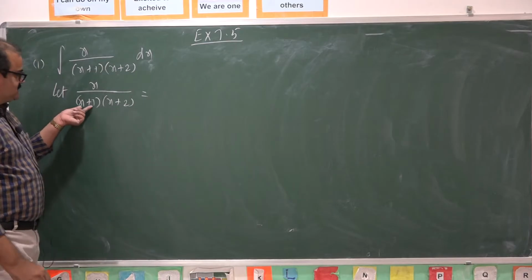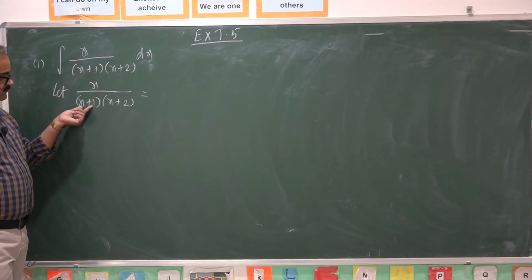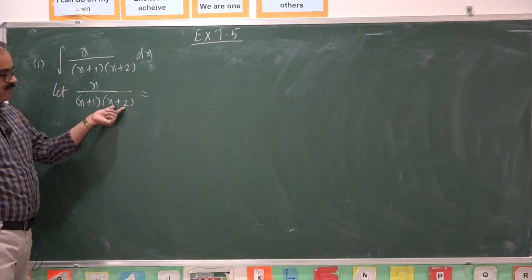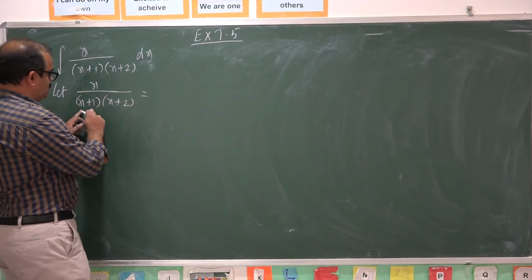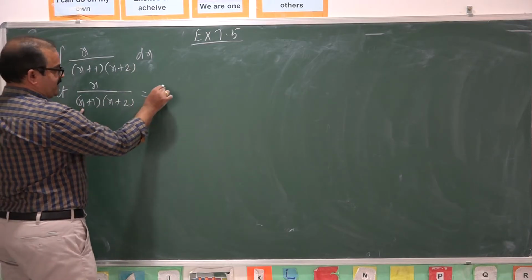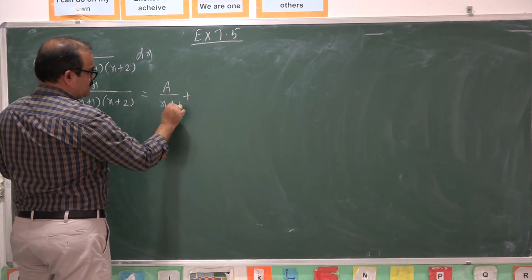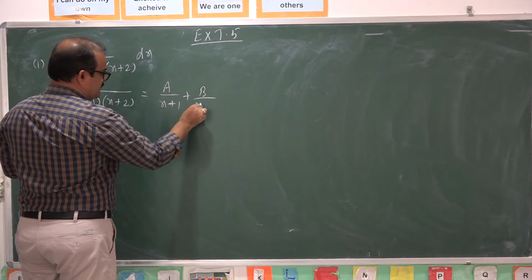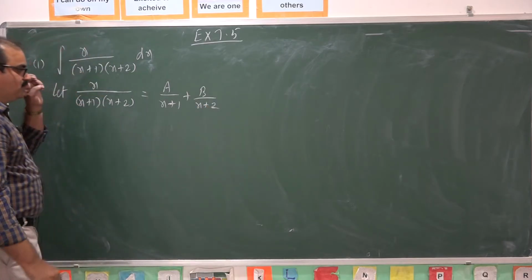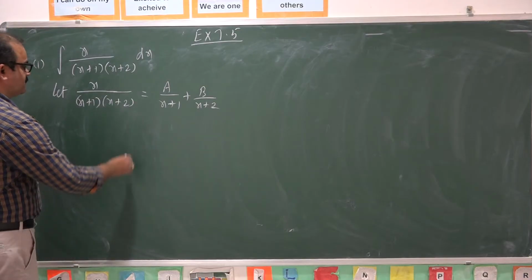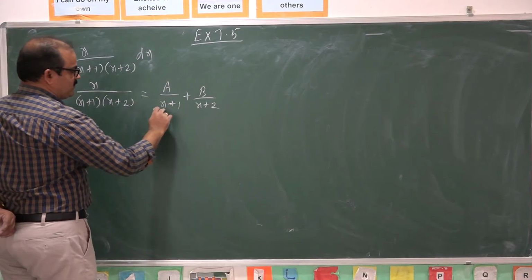This is a linear factor, a non-repeated linear factor. This is also a non-repeated linear factor. So the corresponding partial fractions are a by (x plus 1) plus b by (x plus 2). Now find the values of a and b. Now take the LCM of these two.